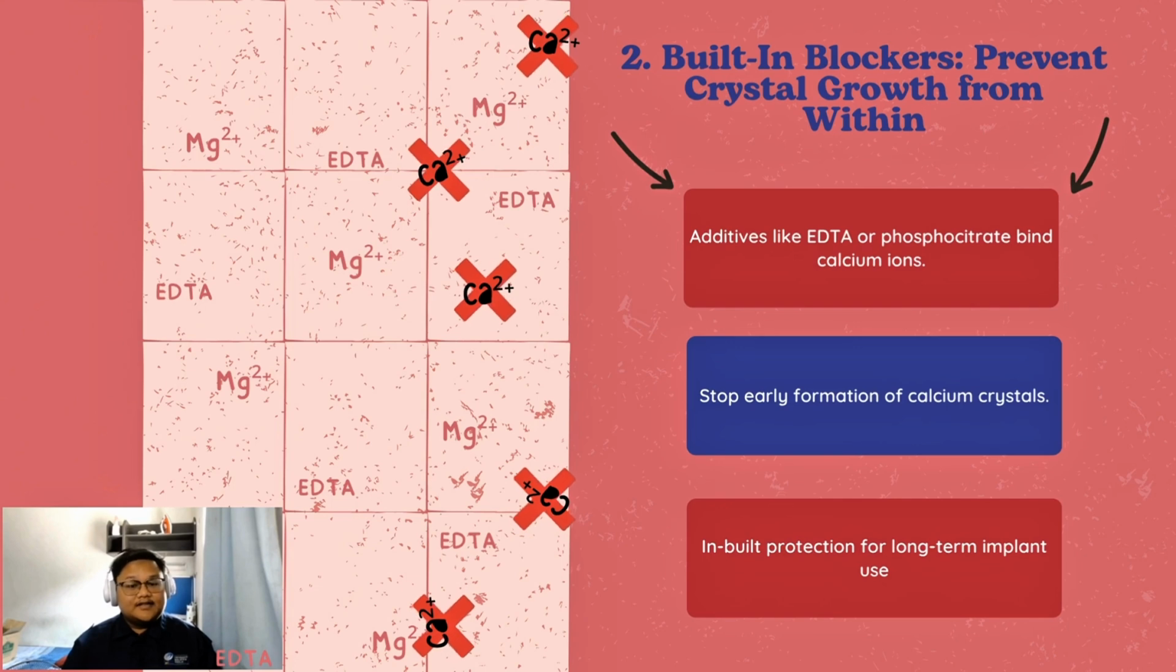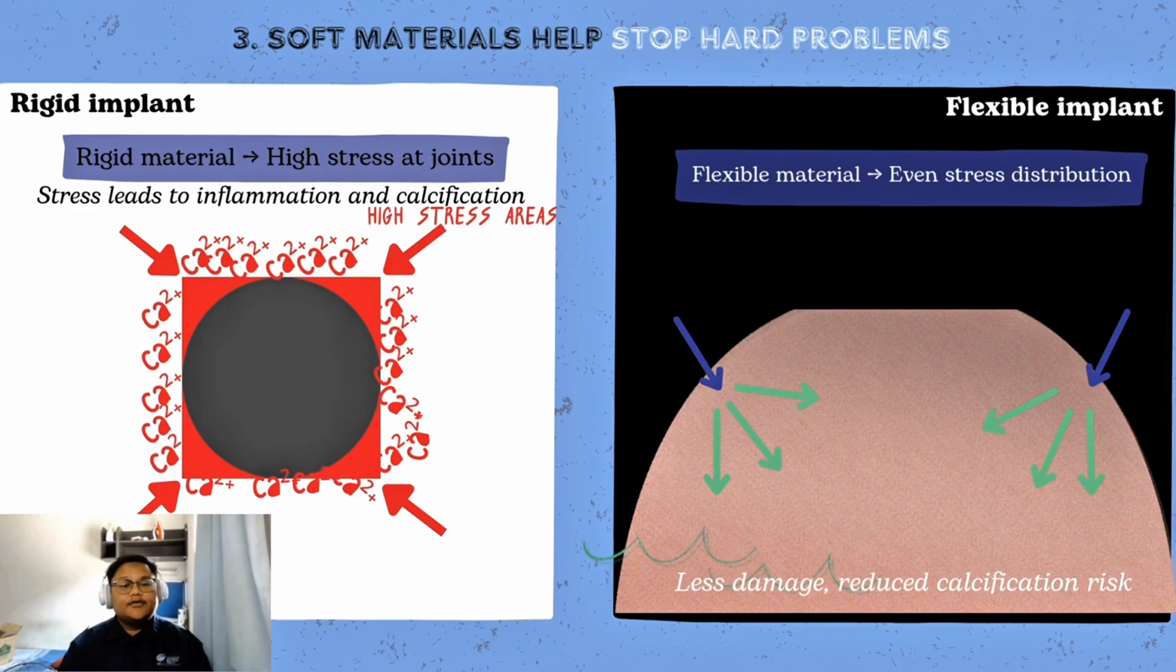This internal chemical resistance is especially helpful for long-term implants. Third, using flexible polymers like polycarbonate urethane or silicone rubber helps reduce mechanical stress, which is another cause of calcification. These materials are more durable and less likely to trigger inflammation. Even smart design tweaks like reshaping heart valve leaflets can reduce stress and lower calcification risk. In short, by modifying the surface, embedding anti-calcific agents, and using flexible materials, we can design implants that resist calcification naturally without relying solely on medical treatment.